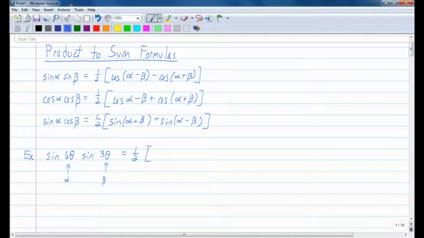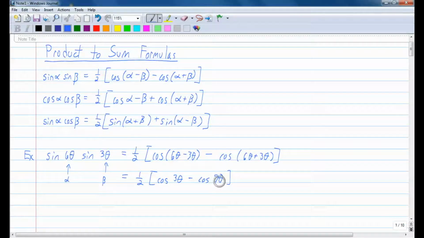It's 1/2 times cosine of alpha minus beta, so 6 theta minus 3 theta, minus cosine of alpha plus beta, so 6 theta plus 3 theta. Alright, so that's 1/2 times cosine of 3 theta minus cosine of 9 theta. Alright, and so we just leave our answer like that. We don't have to multiply the 1/2 in, and of course you can't combine these two.